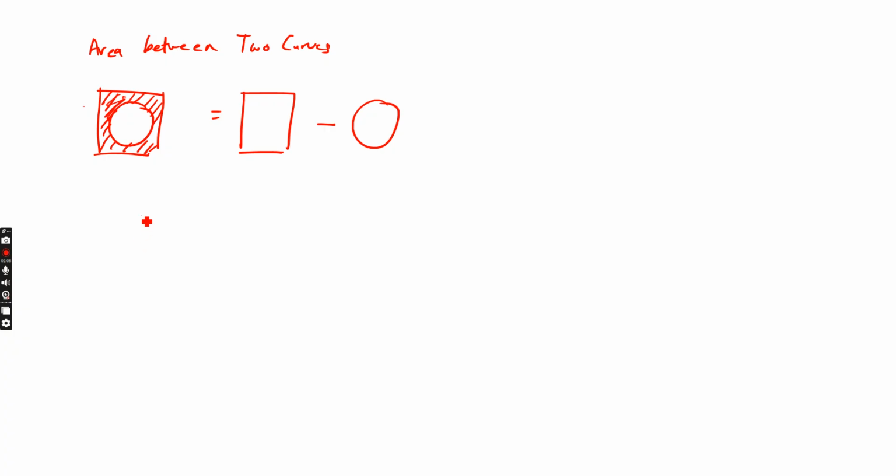Okay, so I give you an example. Let's say you have a graph like this, a quadratic and also a linear. This is quadratic, which I put as y1, and linear I put as y2, and I want to know the shaded area here. So which one minus which one?